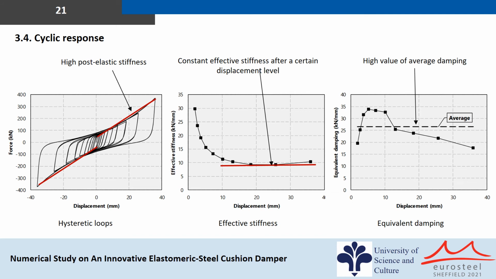The middle figure is the effective stiffness extracted in each cycle. As can be seen, there is a constant stiffness after a displacement of 20 millimeters. The equivalent damping is calculated for each displacement cycle in the figure on the right. There is a high average equivalent damping in the ESC damper.